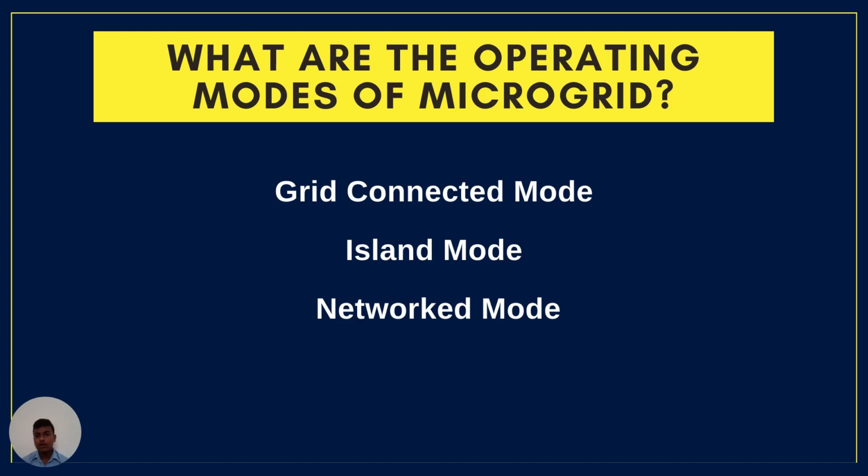So, what are the operating modes of the microgrid? The main operating modes of the microgrid are the grid connected mode, island mode, and network mode.